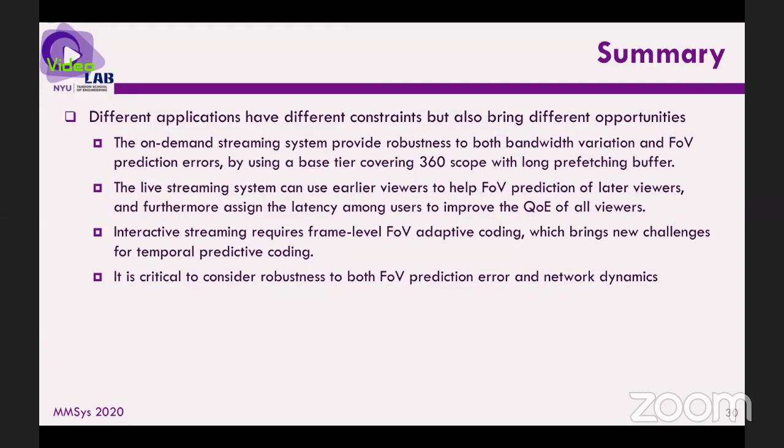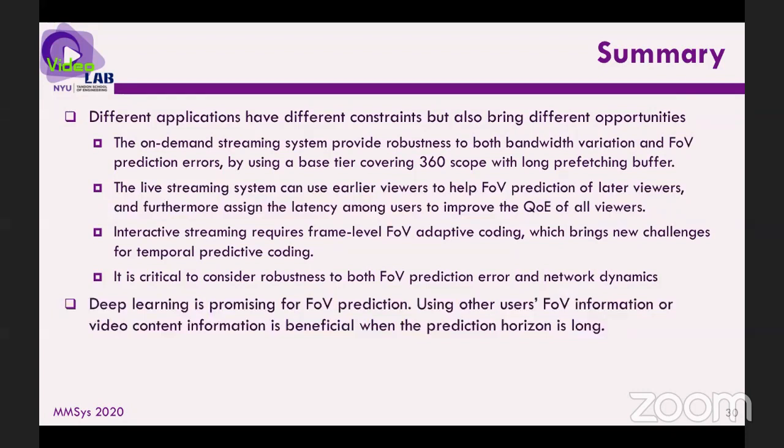In all of this, it's critical to consider robustness to both FOV prediction errors and network dynamics. We have also shown that deep learning is promising for FOV prediction. Using other users' FOV information and video content information is beneficial, especially when the prediction horizon is long.